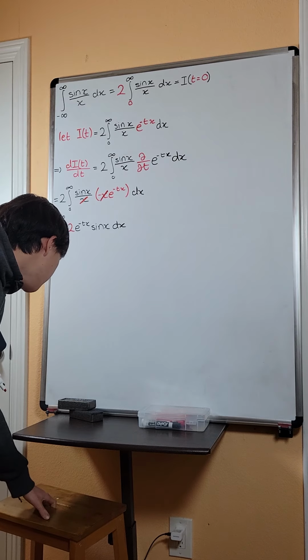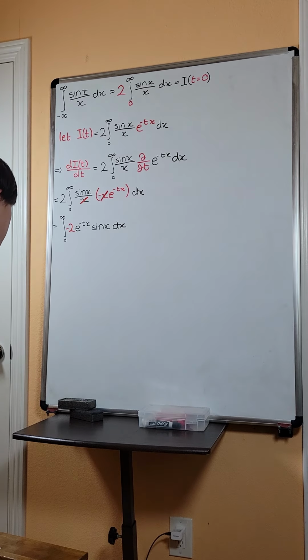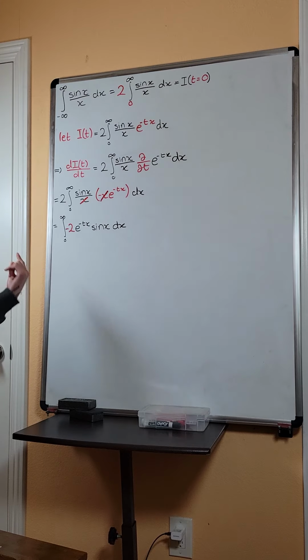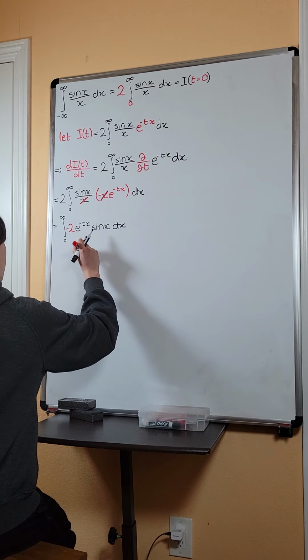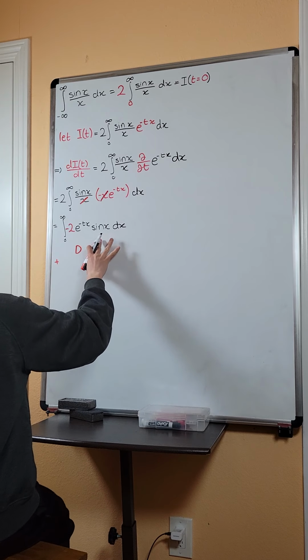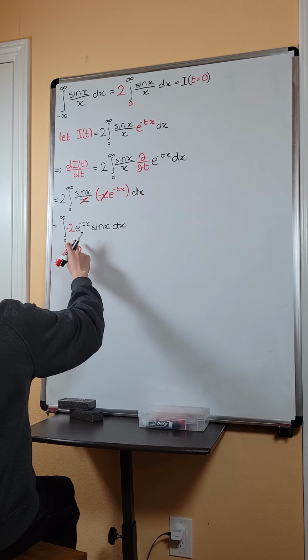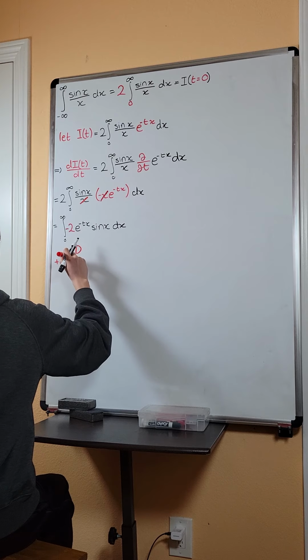Okay, and so to do this, let's just use the DI method, right? It makes it quick, makes it easy. So we want to differentiate a factor. In this case, let's differentiate just e to the negative tx.